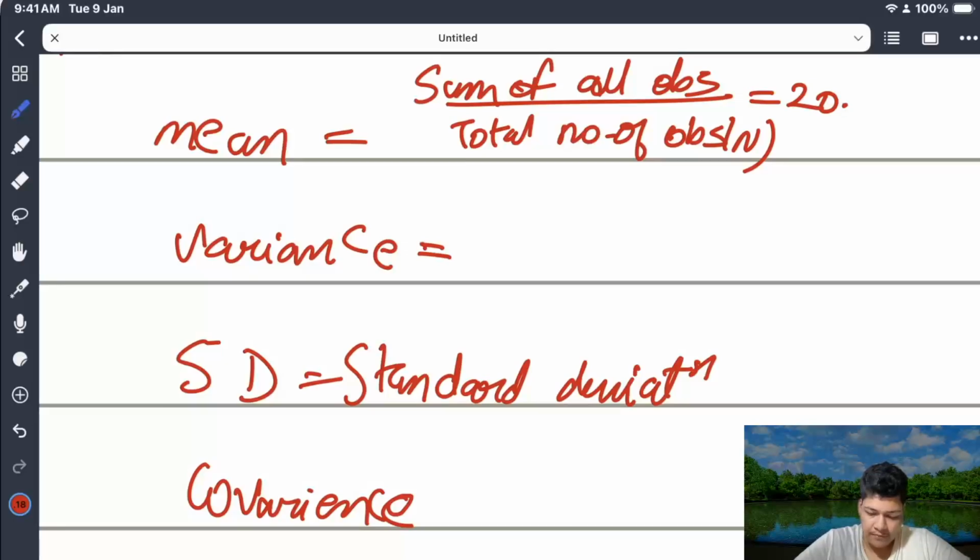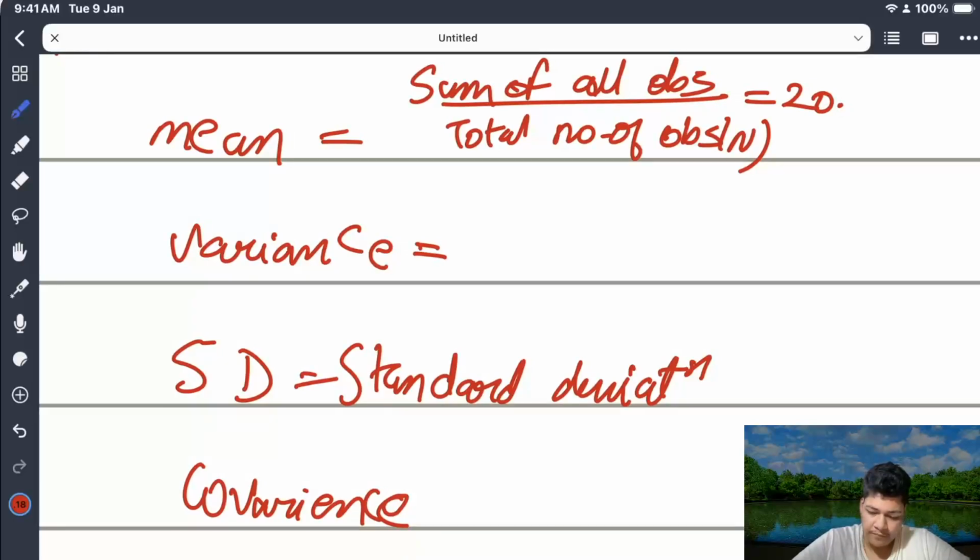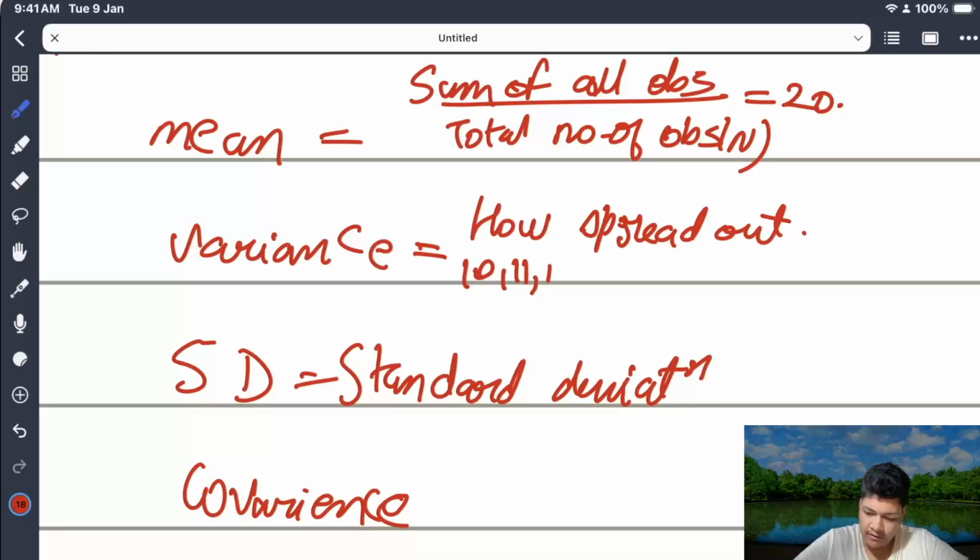What's the variance? Variance is basically how spread out the numbers are. Suppose there is a set of 10, 11, 10, 9, 10. We can see that it is plus 1, minus 1, minus 1, and plus 1. The values are really close to each other.